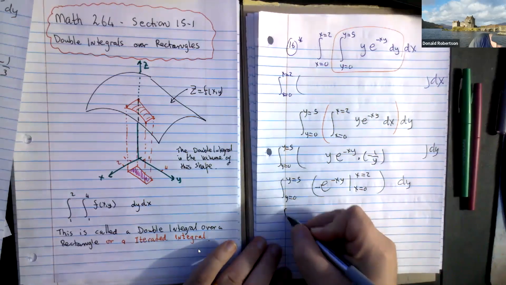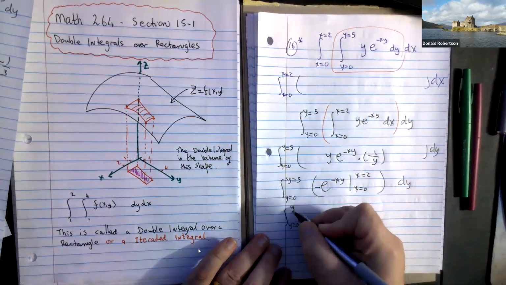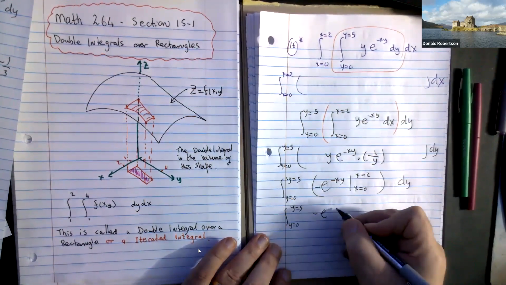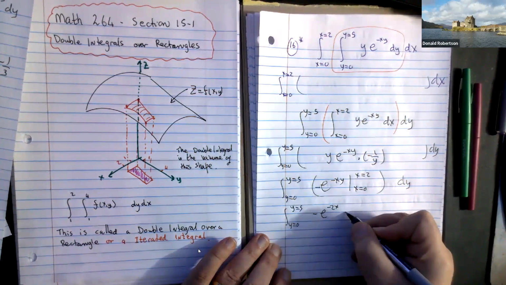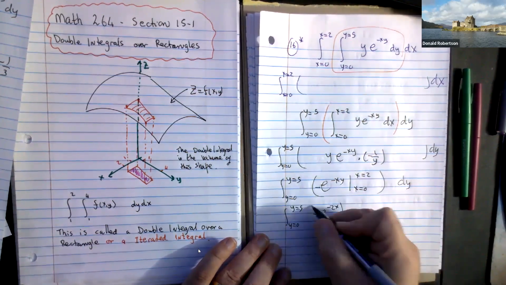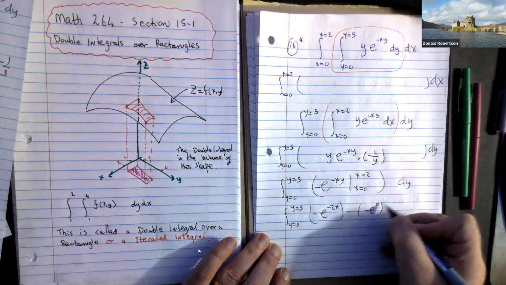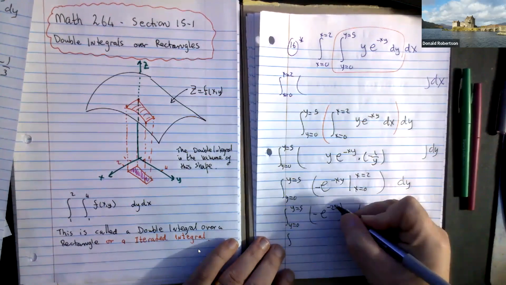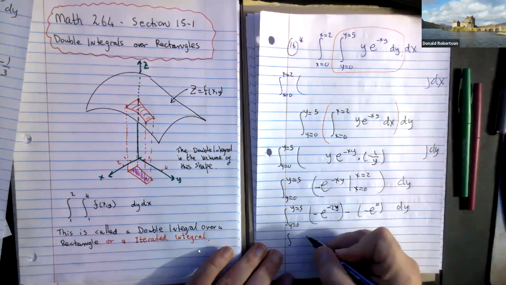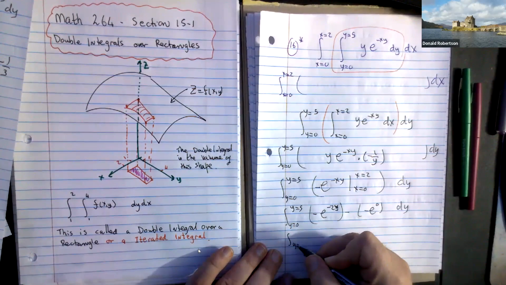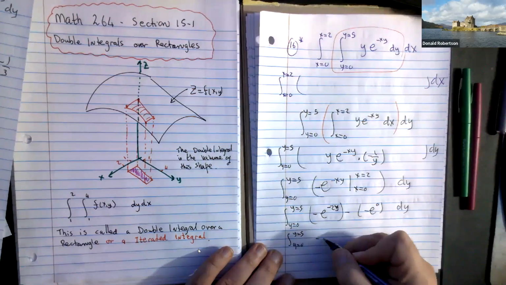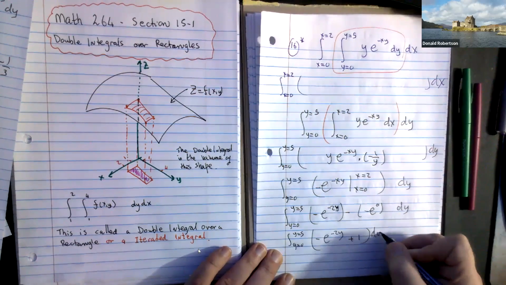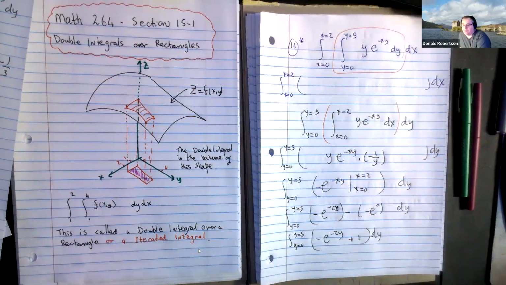So the integral from y equals 0 to 5, let's see, if you plug in 2, you get negative e to the negative 2x, take away negative e to the 0. And so I get a y there. Then I'd get from y equals 0 to 5, negative e to the negative 2y, essentially plus 1. And that guy is dead easy to integrate.